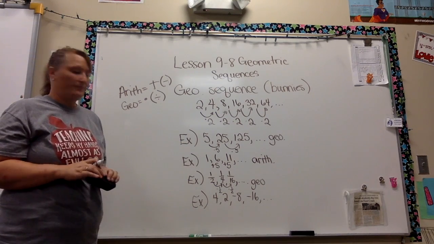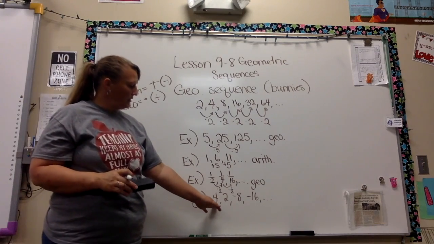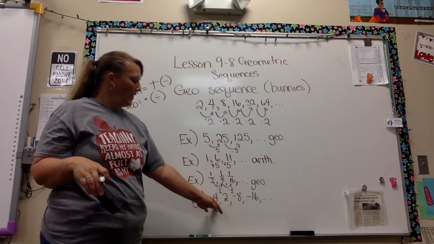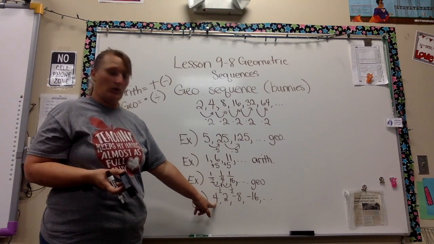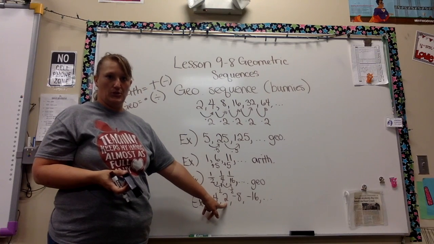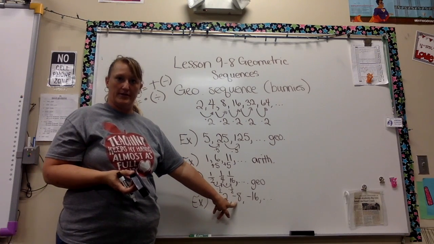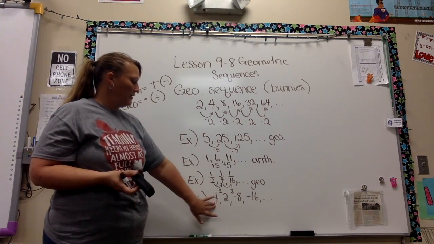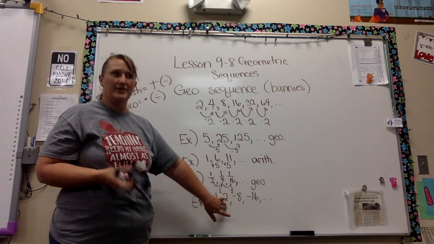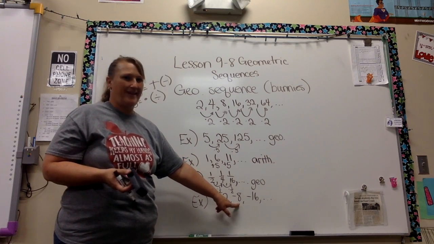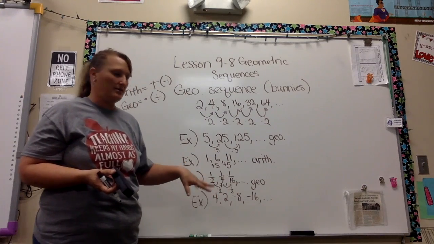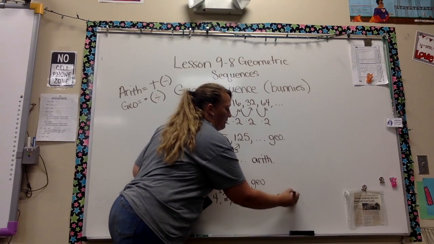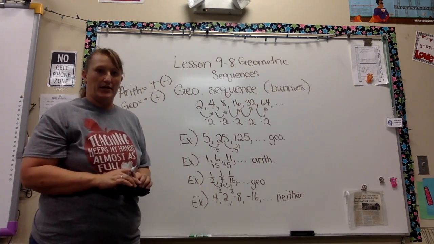So let's talk about the last one. Go ahead and pause, work it out, see what you can come up with, come back. So we're starting at 4. We could do 4 minus 2, but if we did that, then 0 should be our next term. So we know it's not arithmetic. Let's try geometric. Well, if we divide 4 by 2, we get 2. But if we divide 2 by 2 again, we get 1, not -8. So it's not constant. Neither one of them work here. So this one is neither arithmetic or geometric.